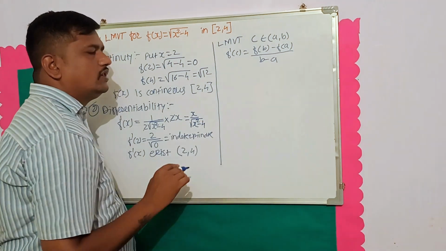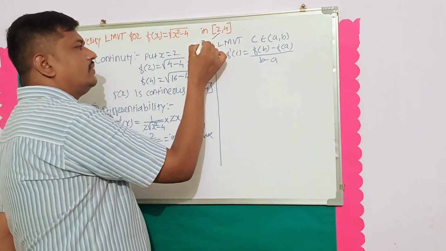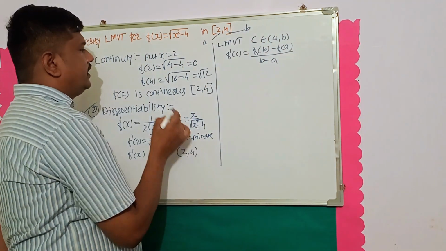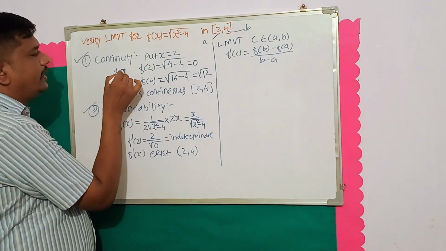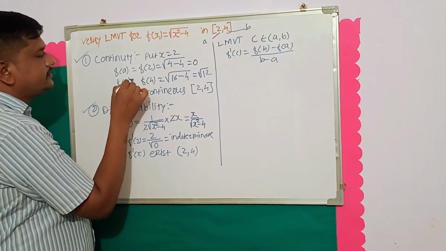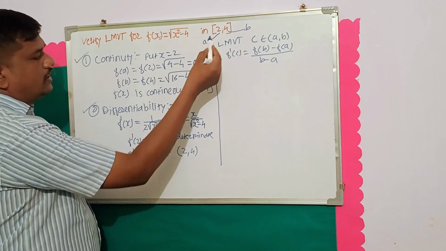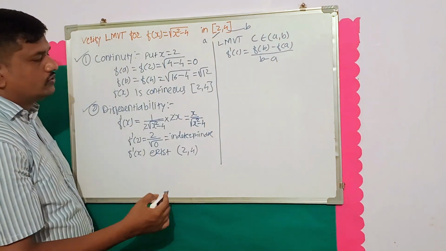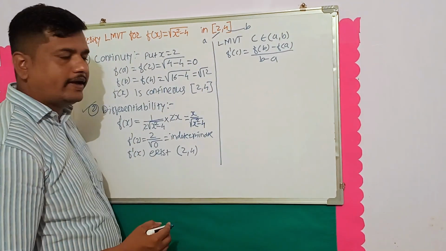So let us put all the values here. From this problem we can see that this is your a, and this is your b. f of 2 is nothing but f of a, and f of b is nothing but f of 4. Okay, so all these values are already existing. Also f dash of x is existing here.